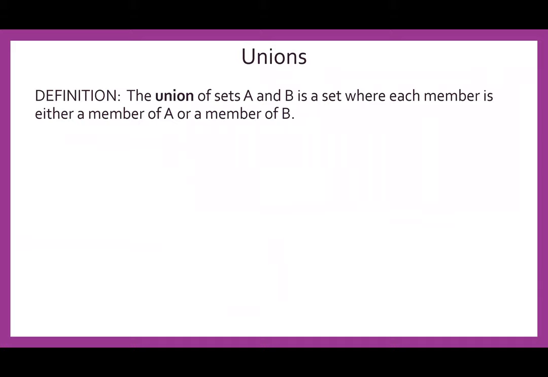So unions, again, similar to intersections, it requires two sets, but for unions, the union is a set where each member has to be a member of A or a member of B. So remember, intersection is has to be a member of A and has to be a member of B. Union is has to be a member of A or has to be a member of B. So intersection is and, and unions are or. That's how they go together.